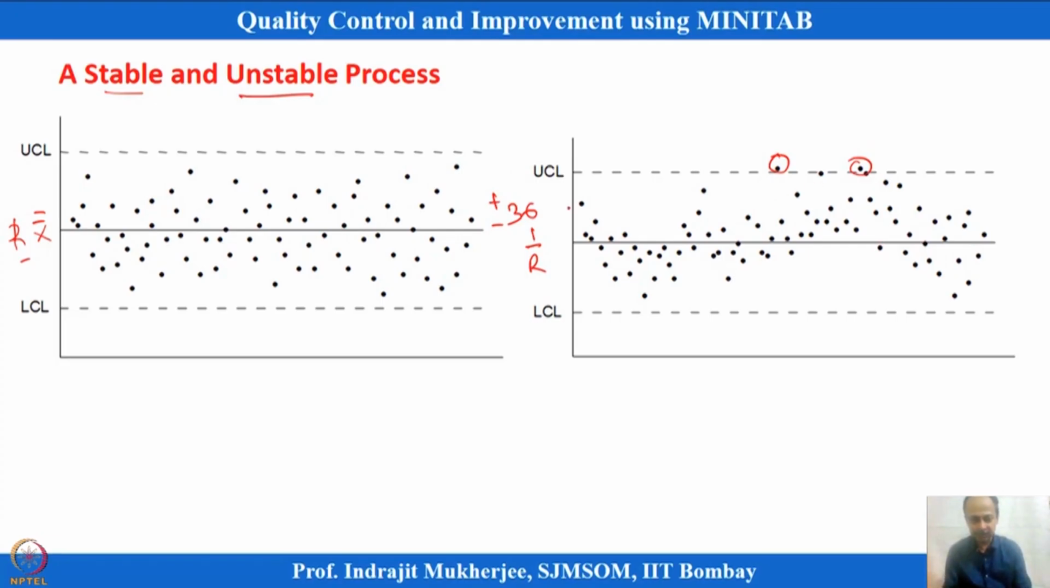Anyway, this is the formulation. I only wanted to highlight the stable process and unstable process. A process in statistical control is a stable process; a process not in statistical control is an unstable process. Instability can be defined in various ways. We are only defining a point going outside the upper control limit line or lower control limit line as indicating that there is instability, either in the x bar chart or the R chart.